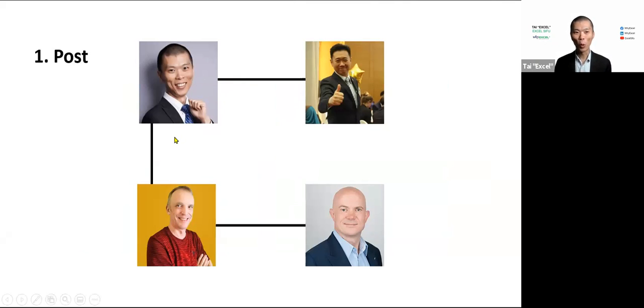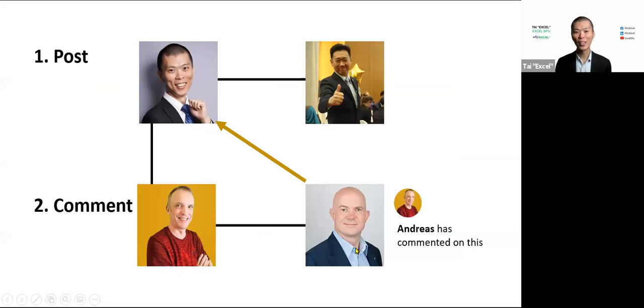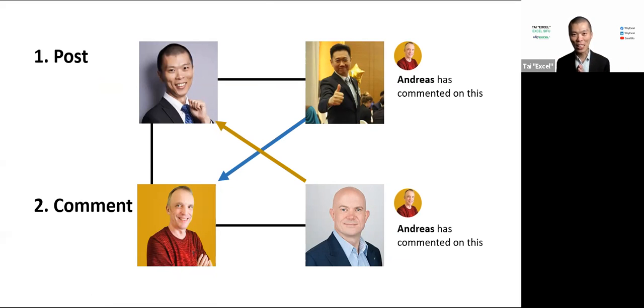Let's say I do a posting and Andreas commented. Andreas's connections will see, hey, Andreas has commented on my post. At the same time, Marcus also will see that Andreas has commented on my post. So what does it mean? Indirectly, our action has increased our visibility on each other's network and each other's connections. Let me use this chart to visualize this whole thing for you.